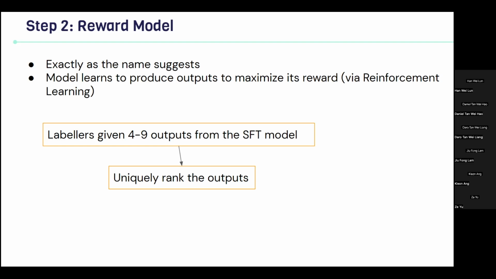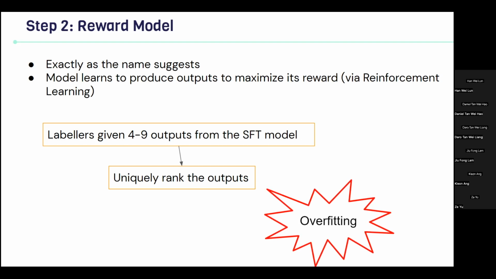So the labelers are given 4 to 9 outputs from the SFT model created in step 1. Then they uniquely rank the outputs. So out of 9, which output is most suitable for a certain input. Let's say there's the phrase "I am laptop." There's not a really good output, so it'll be ranked last. Whereas "I am hungry" is a good output, so that will be ranked first. By creating this ranking system, we'll know which word is the best to be used.